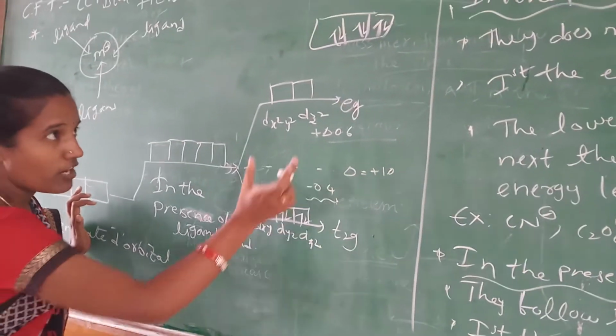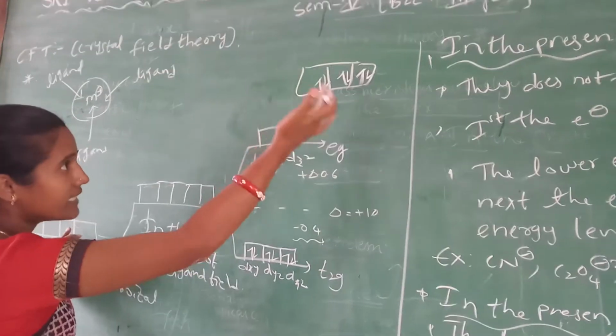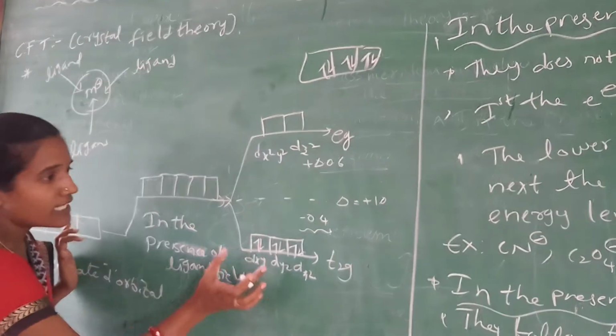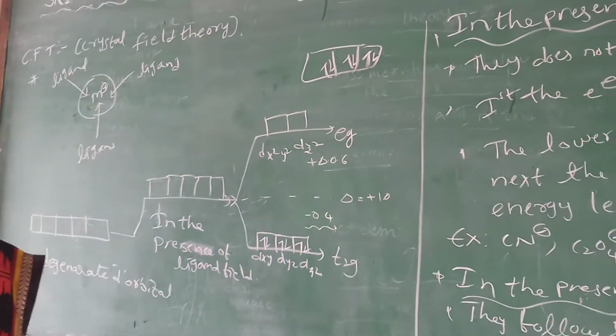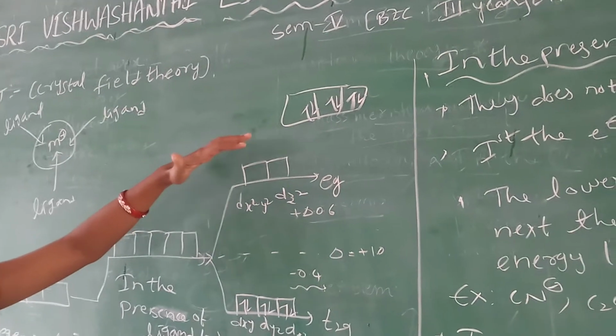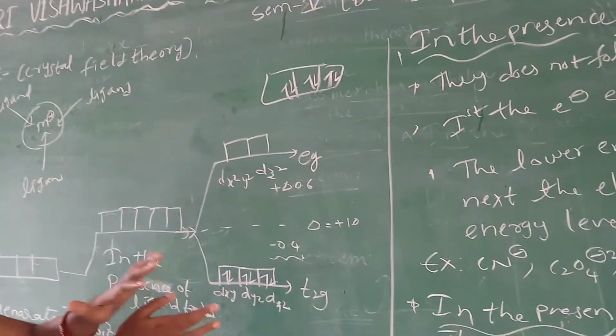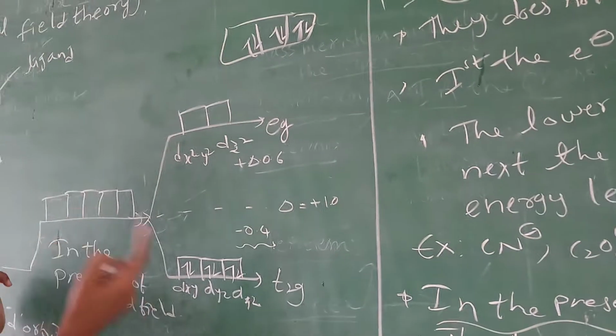What is Hund's rule? First the orbitals are half filled and then they get paired up. So here, in the presence of a strong field ligand, they do not follow Hund's rule. Why? Because the energy gap between Eg and T2g is very high. That's why they do not follow Hund's rule; they go against Hund's rule.